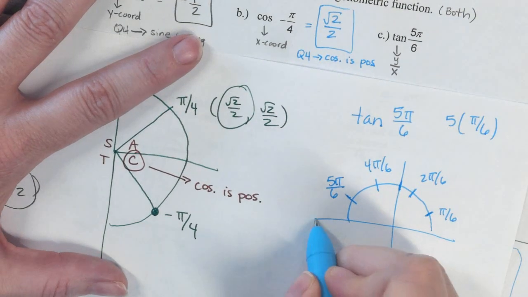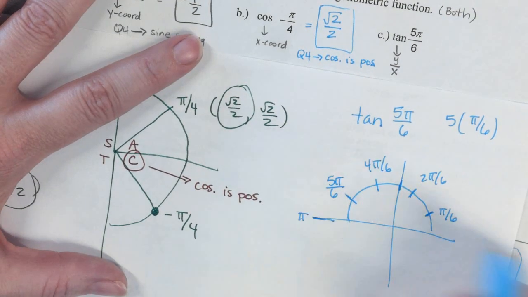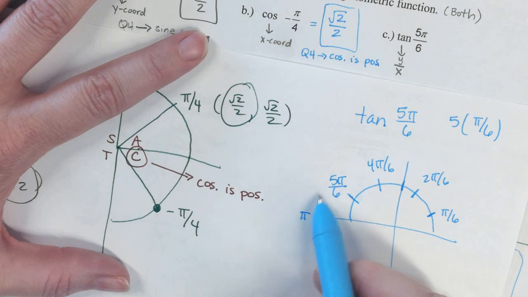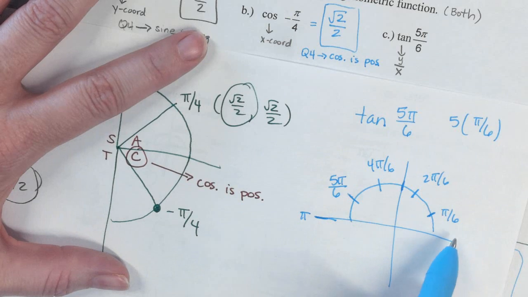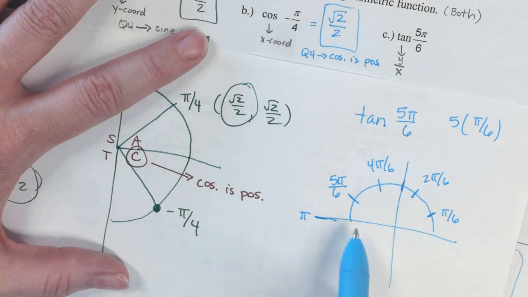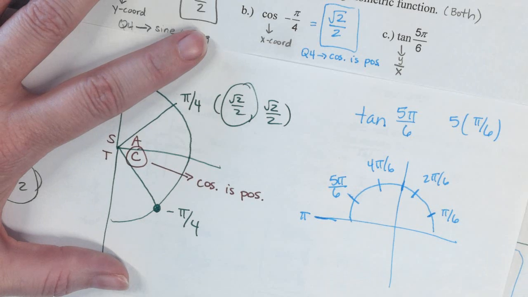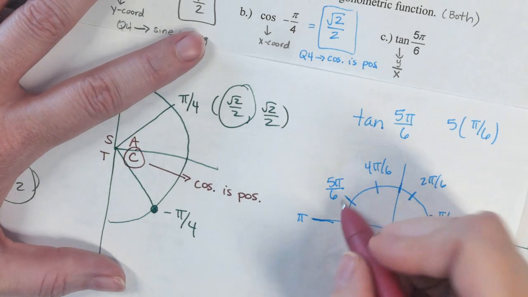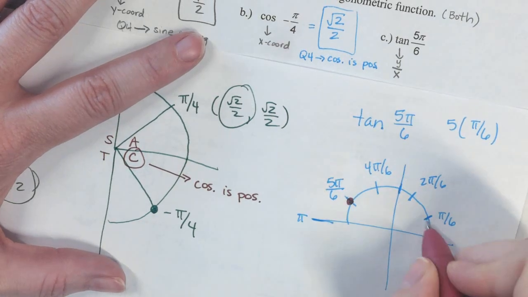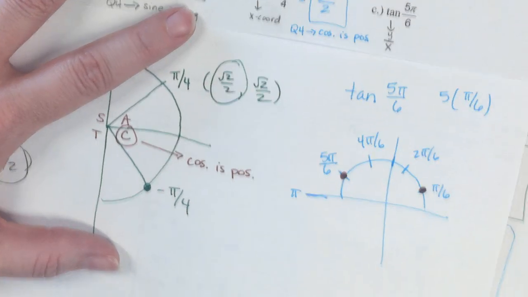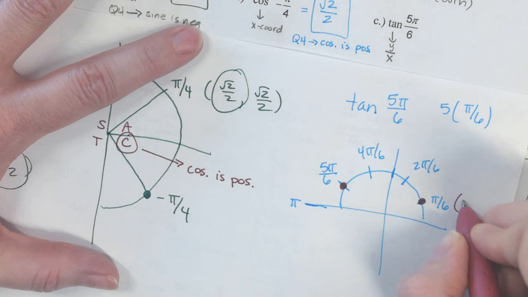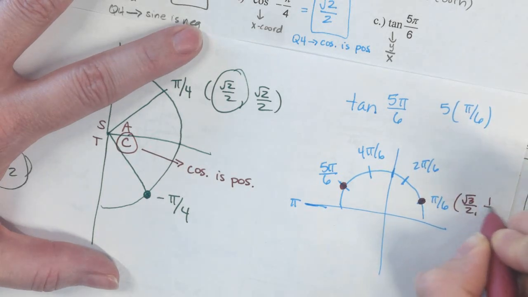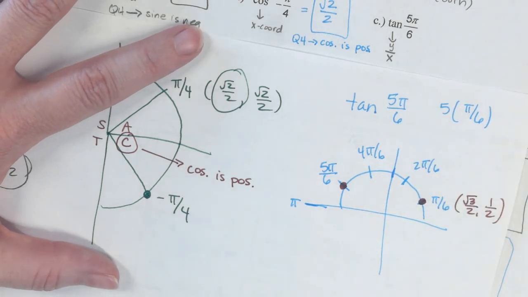Also, make sure you understand that this is pi. So is 5/6 bigger than 1 or less than 1? Less than 1, so it's got to be on the top half. If you have a fraction that's greater than 1, it's got to be in the bottom half. So if you know that this is 5 pi over 6, you're going to use your buddy pi over 6. You're going to have that right in front of you, the root 3 over 2, 1/2, right in front of you.